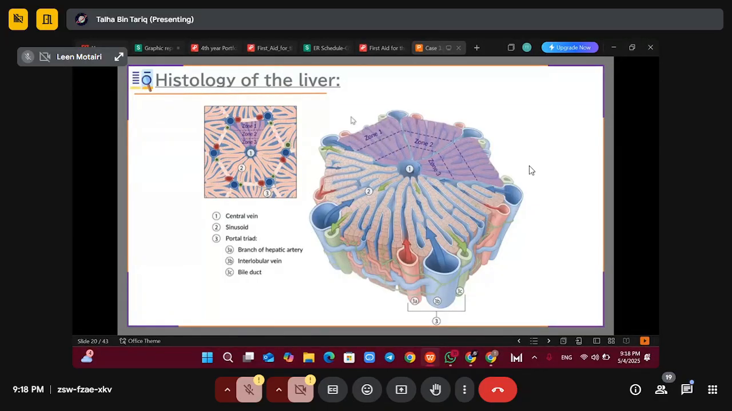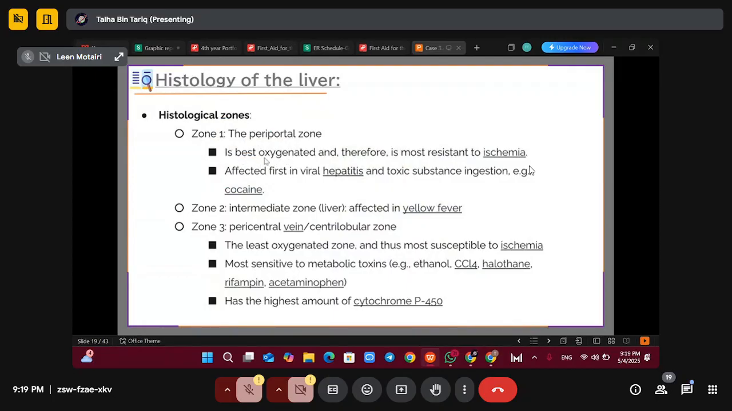Zone 1 is the highly oxygenated zone because it is very close to the portal triad and it's receiving direct blood supply from them. So it is the most resistant to ischemia, right? What is ischemia? Ischemia is reduced blood supply to any tissue of the body. It can be any tissue. It can be cardiac tissue or any other muscle. So whenever there is ischemia, this zone is the last one to be affected, right? So it's highly enriched by blood. So we know that it's the best oxygenated and it is the most resistant to ischemia. But the very important thing is that it has the highest amount of blood supply, right?